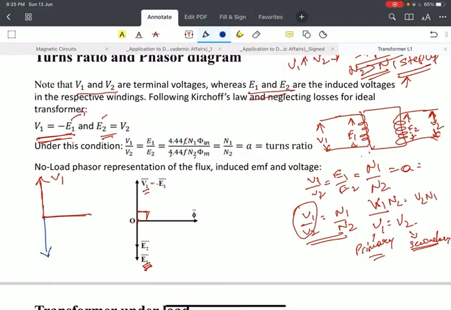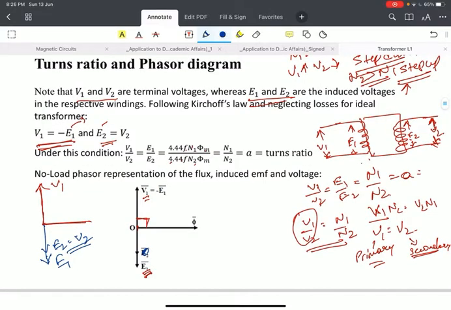Therefore, this is E1. This should be V2. This is E2, which is also equal to V2. So this is the phasor diagram of the transformer.